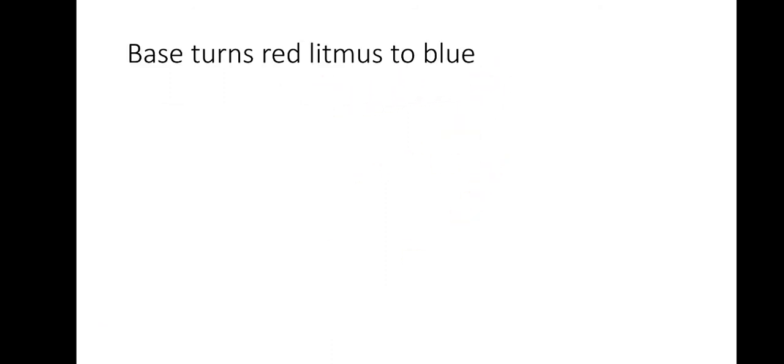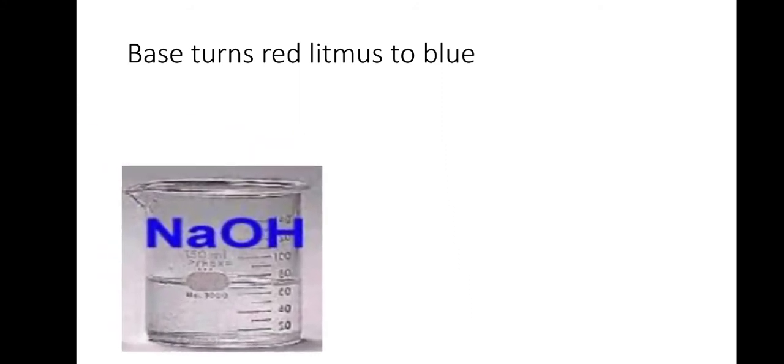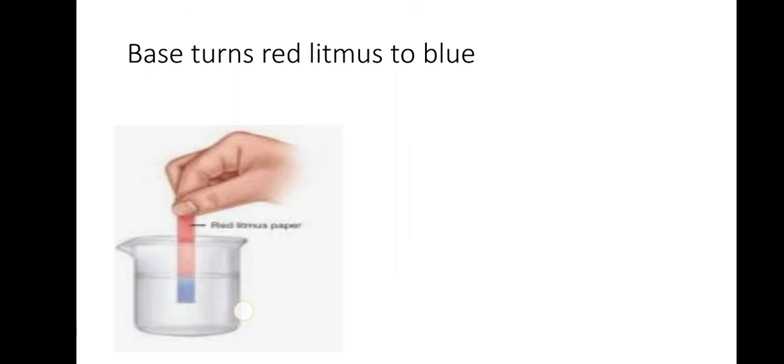Now, effect of base on litmus. Base turns red litmus to blue. This is sodium hydroxide, a base. When we dip blue litmus in sodium hydroxide, the color of litmus paper does not change. It means bases have no effect on blue litmus paper. But when we dip red litmus paper into the basic solution NaOH, it becomes blue. It means base turns the color of red litmus paper to blue.